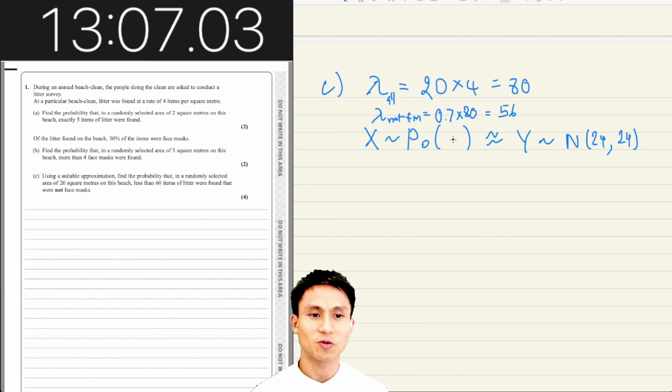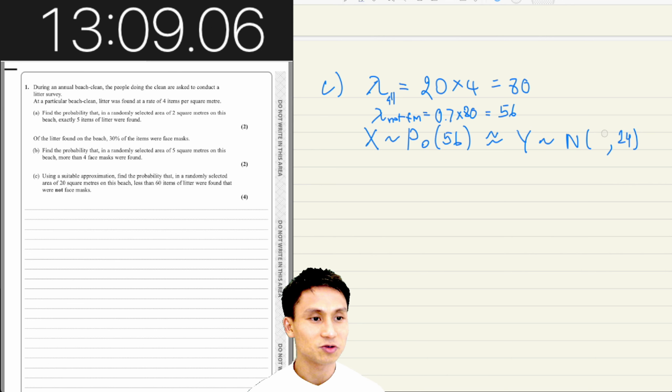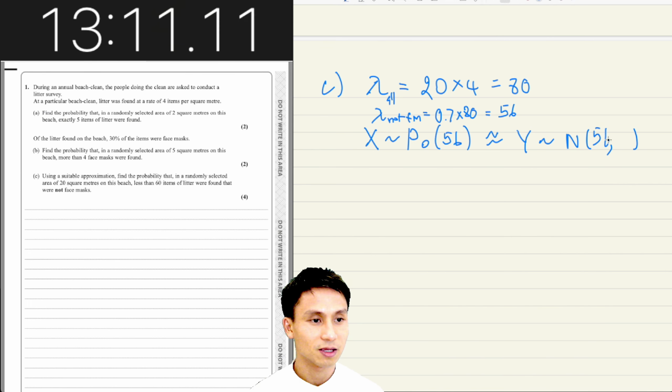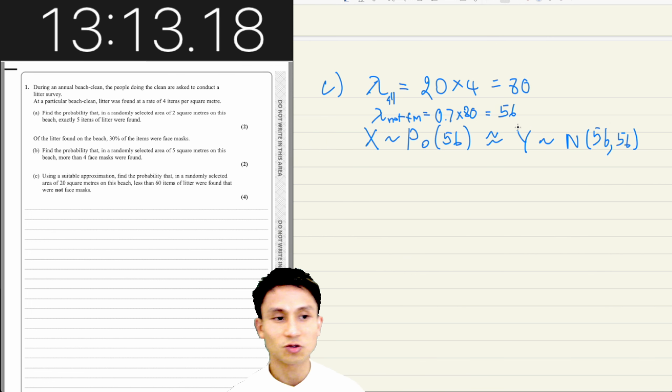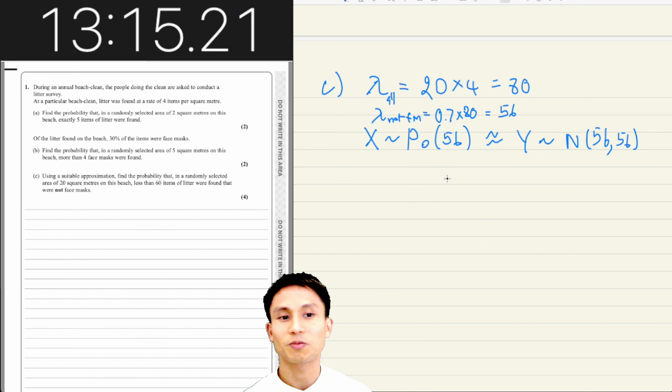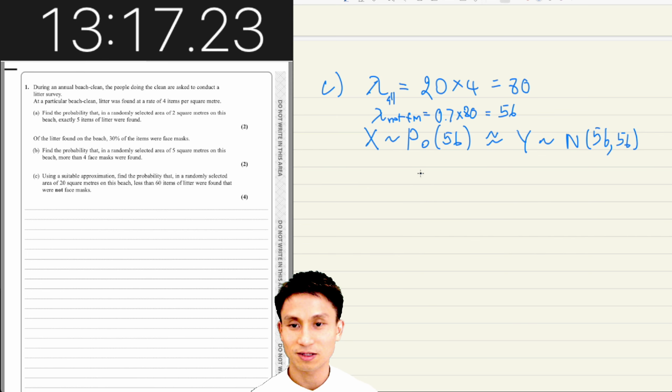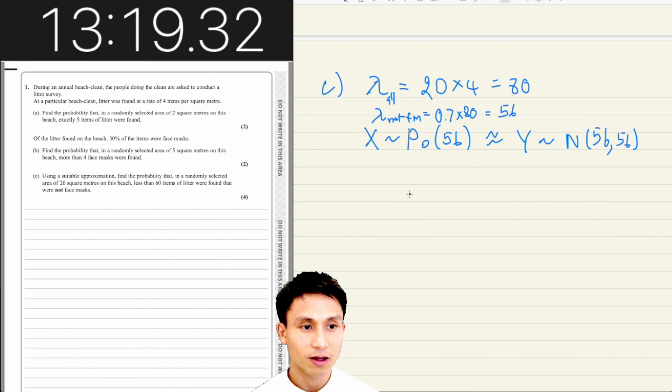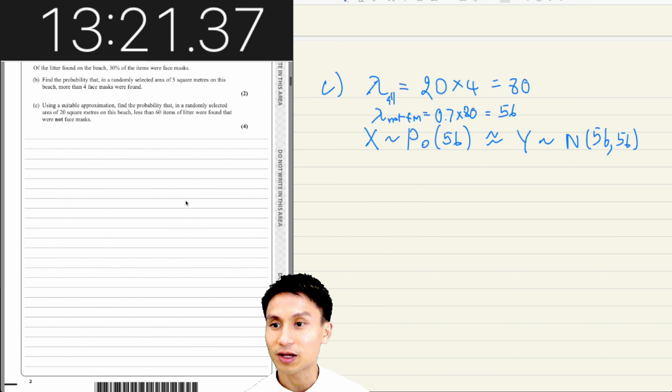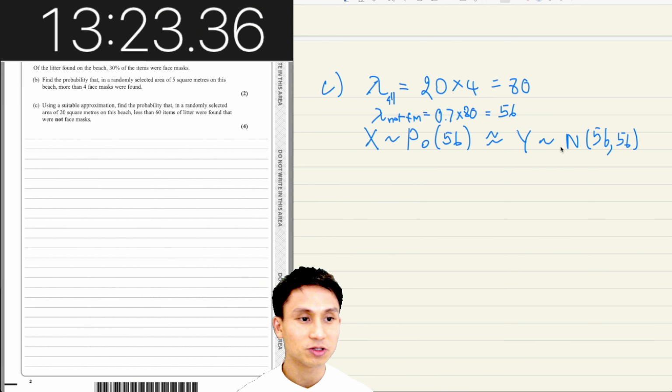Yeah, that took me a while. Okay, that's a bit tricky, guys. Okay, we're going to use that instead. So this is the distribution for picking a non-face mask item. Okay, now it's easy. We figured it out. So suitable approximation there.